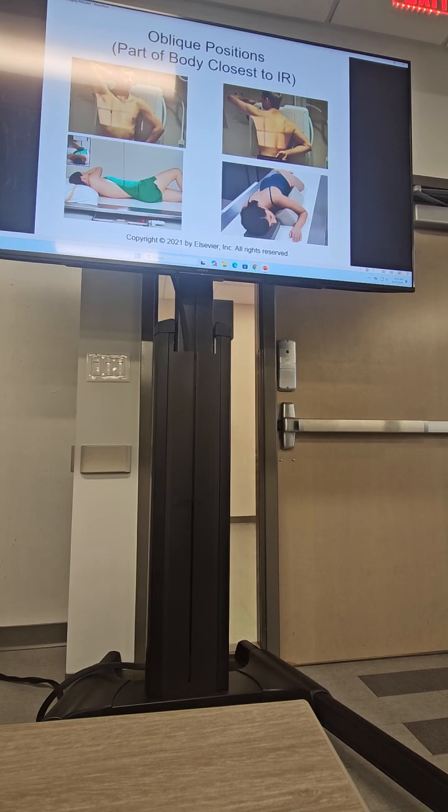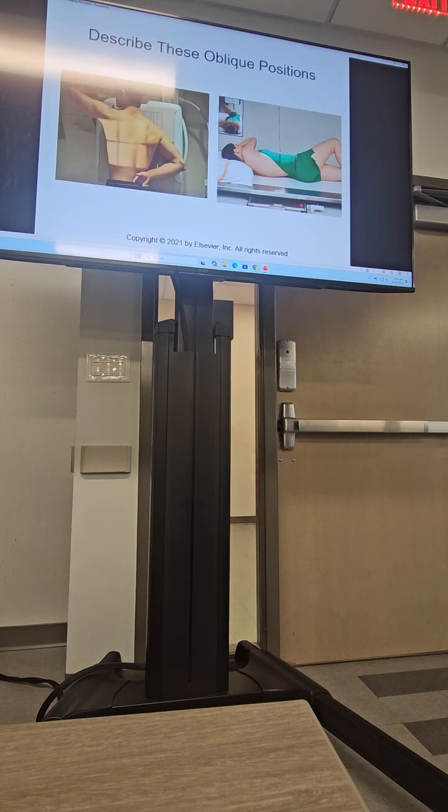Yes. Okay, practice with your family members on that. Almost done, guys. I know it's a lot. A little more again. Those oblique positions, describe. The first one, standing: right anterior oblique. Very good. RAO. How about lying down? Left posterior oblique.